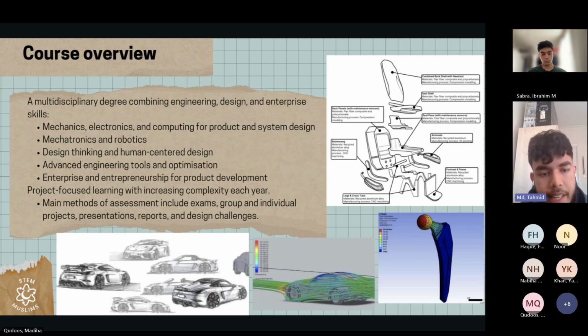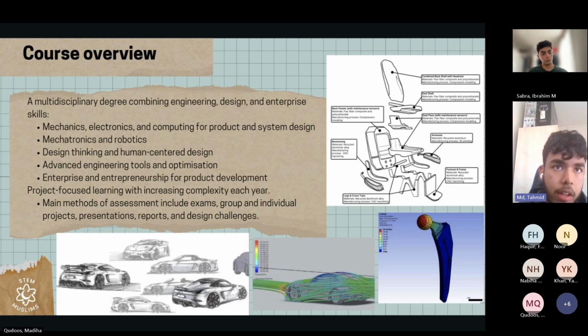And then from second to third year, you go more in depth into certain modules such as mechatronics, robotics, design thinking, human-centered design, advanced engineering tools, optimization, and you also have an enterprise and entrepreneurship module in year three, which you will actually have to start a startup.